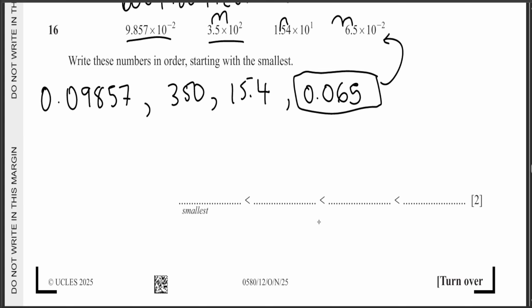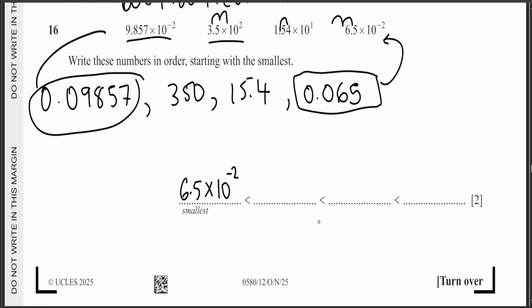Now starting with the smallest, if you look at the smallest one, this is the smallest, and this one represents this one. So I'll start by writing 6.5 times 10 power negative 2. Then it's followed by this number here, which represents this. So it's going to be followed by 9.857 times 10 power negative 2. Then followed by 15.4, which is written as 1.54 times 10 power 1.